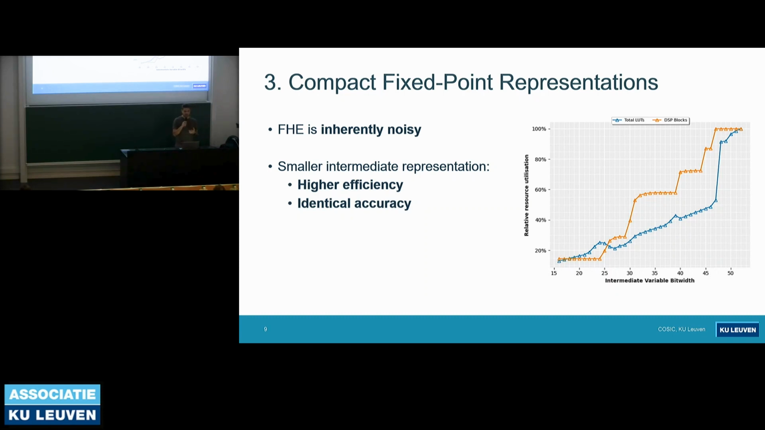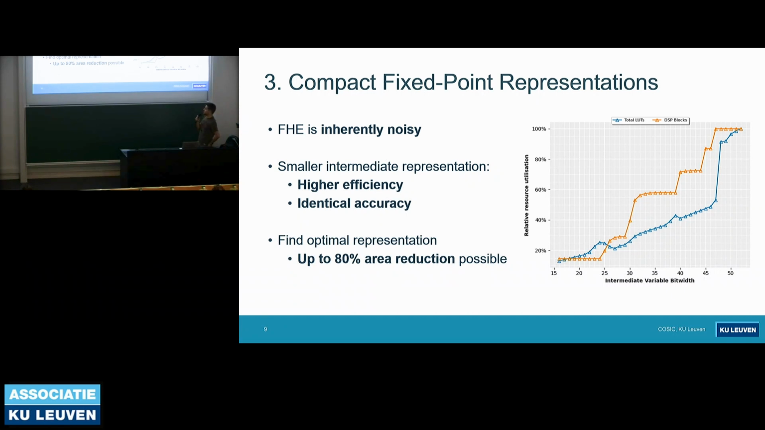What this allows us to do is achieve higher efficiency because we're working with smaller numbers, and we still achieve identical accuracy. How do we achieve identical accuracy? Well, that's because we do not exceed the noise that is inherently in FHE. We use smaller values, we add some noise, but this noise stays smaller than the one that is inherently in fully homomorphic encryption.